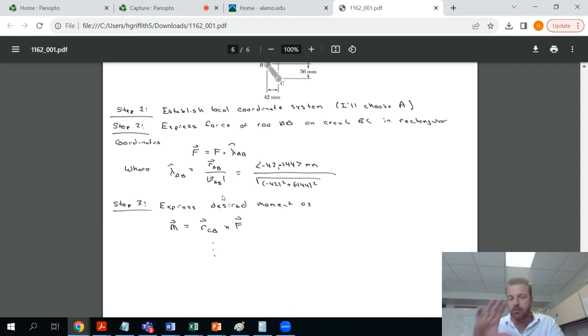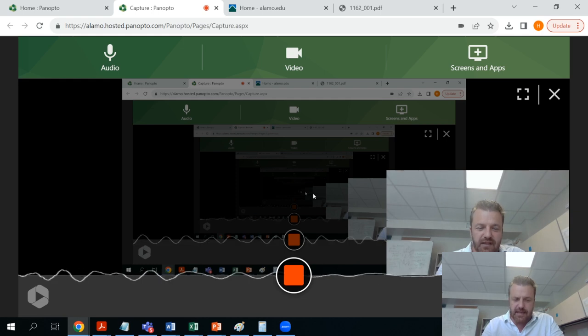And of course, since this is a coplanar force system, you will find that your cross product only has a k-hat component, meaning that all the rotation is going to be about an axis coming out of the plane, either in the counterclockwise direction or clockwise direction. So hopefully that gives you a good idea of what to expect on the exam, and best of luck.